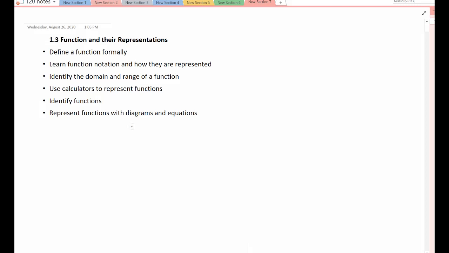Okay, so we're starting 1.3, which is all about functions and their representations. All right, what is a function? How can we recognize a function? And then looking at domain and range of a function, how they're represented numerically, graphically, verbally, and in an equation.